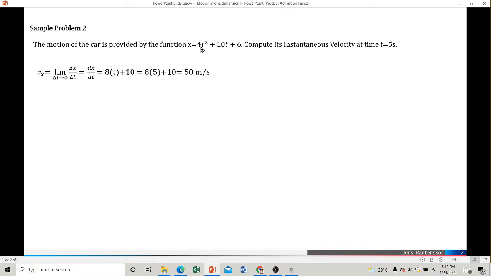So kung ato ni mapanaog ang kaning 2, mo siya 2 times 4, then decrease by 1, mo siya t. We have 8t, then kani mo 10 na lang. So 8t plus 10, then substitute the time nga gi-required, which is 5 seconds. So 8 times 5 plus 10, that would be equal to 50 meter per second.